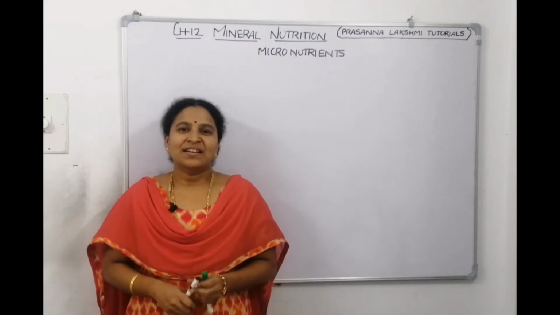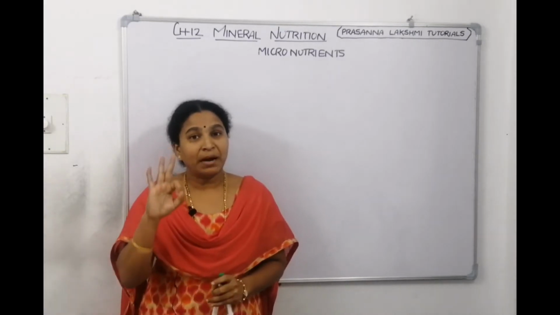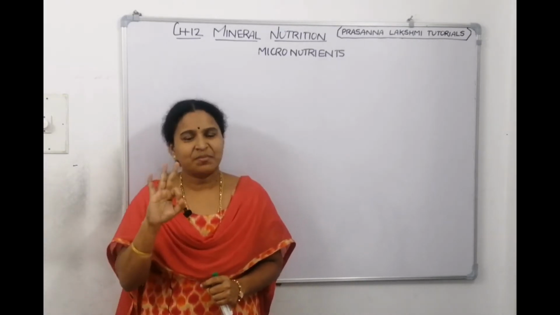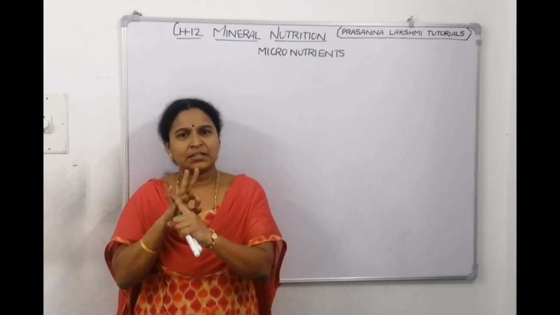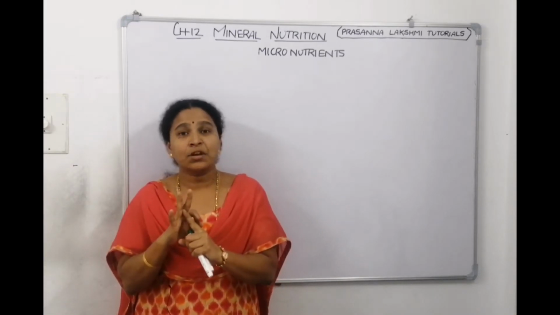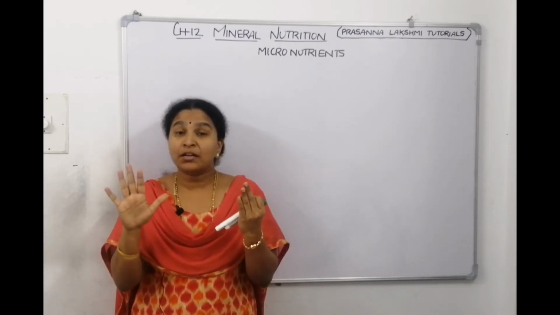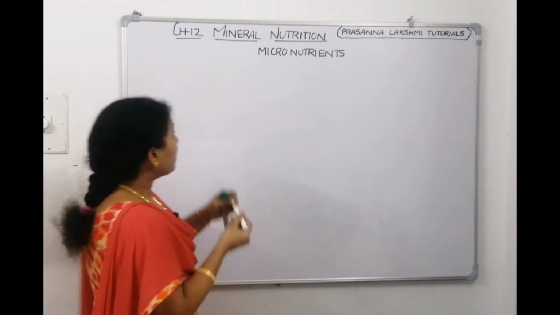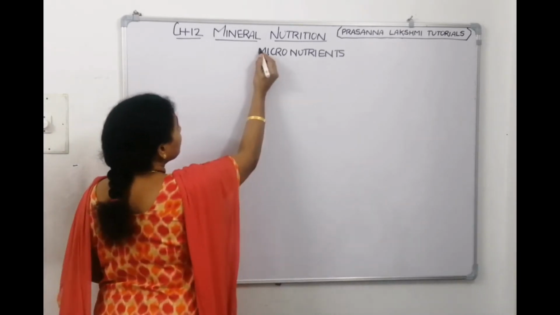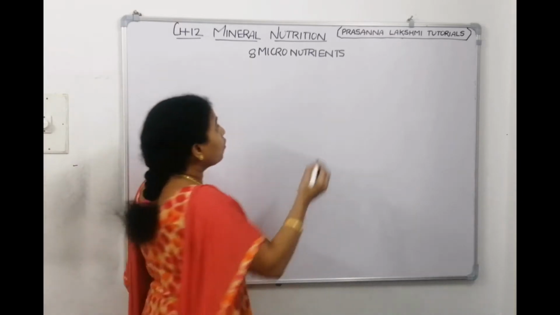Welcome everyone. In the previous lecture, lecture number 6, we discussed 3 micronutrients, 3 trace elements. What are they? Iron, boron, and manganese. And we know there are 8 micronutrients, right? And we made the code also. So how many micronutrients are there, children? 8 micronutrients are there. And what is that code we have made?